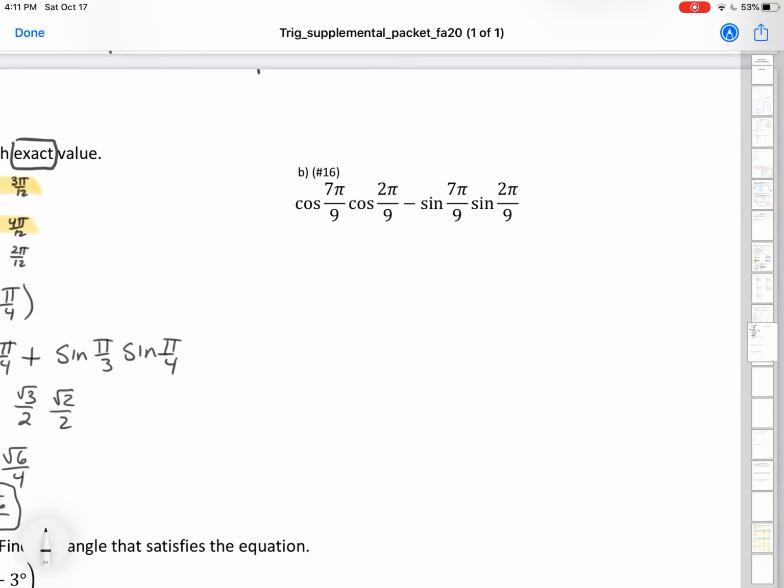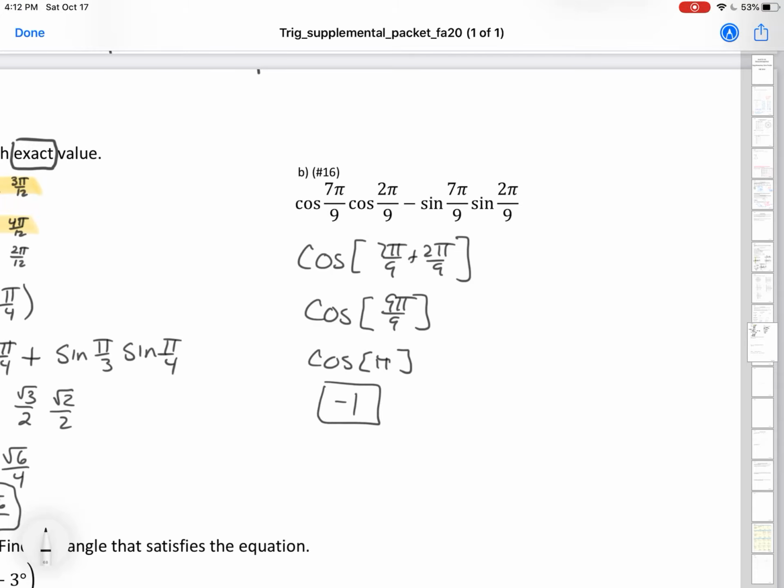We should look at this and be like, oh, this is a cosine of two angles being added. So this is the cosine of 7 pi over 9 plus 2 pi over 9. That's the setup for it. Cosine, cosine, sine, sine. Since it's a minus sign in the middle, it must have been an addition. So this is cosine of 7 plus 2 is 9 pi over 9, which is the cosine of pi, which from one of the first sections in the book, we know that the cosine of pi, or the cosine of 180, is -1, and we're finished.